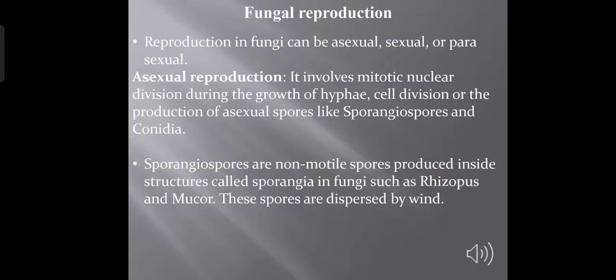Fungal reproduction. Reproduction in fungi can be asexual, sexual or parasexual. Asexual reproduction involves mitotic nuclear divisions during the growth of hyphae, cell divisions, or production of asexual spores like sporangiospores and conidia. Sporangiospores are non-motile spores produced inside structures called sporangia. In fungi such as Rhizopus and Mucor, these spores are dispersed by wind.